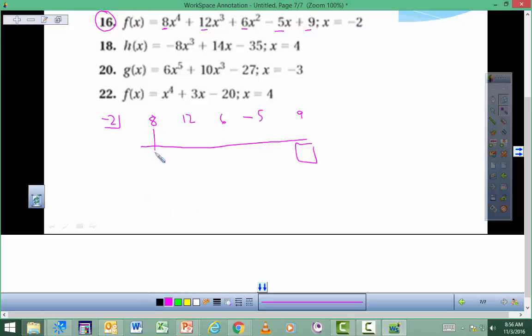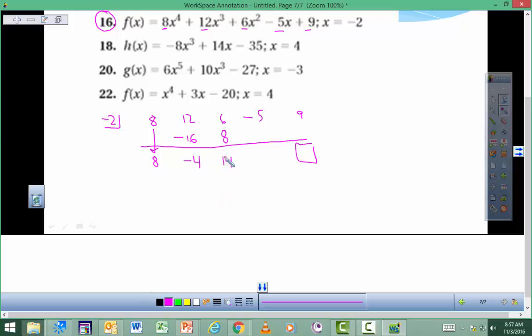Okay, so you drop the 8 down, straight down, 8. And you multiply these two: -16. And you add these two. Hopefully you can do this quickly. -4, right? Negative times a negative is a positive, though, so this is +8. 6 plus 8, 14.